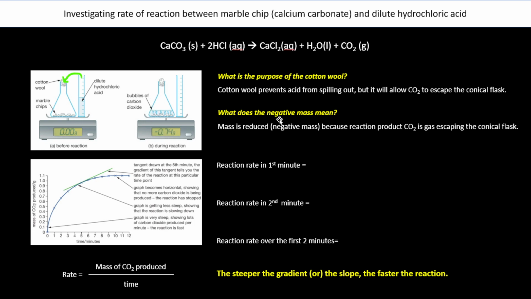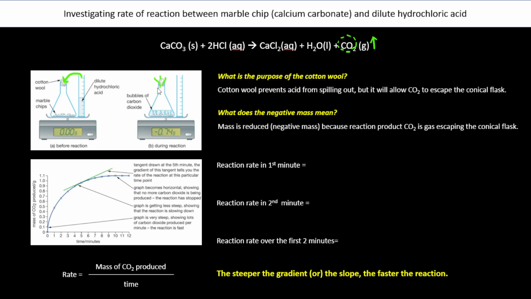So what does the negative mass mean? The negative mass means that the mass is reduced, because one of the reaction products, which is carbon dioxide, a gas, is going to be escaping through the conical flask here, and that is why your mass is decreasing. The rate at which your mass decreases will be plotted against time, and we will see the rate of the reaction.